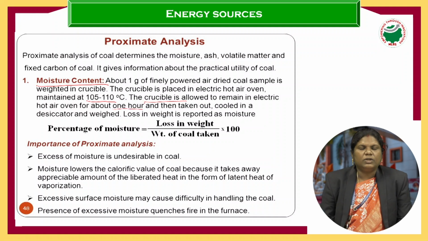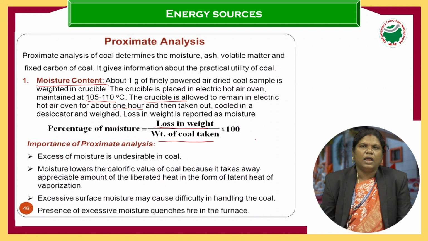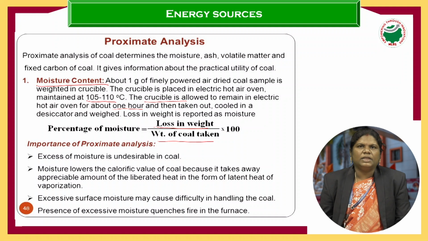And then it is taken out and cooled in a desiccator. Okay, after cooling, the coal sample is weighed. Next, the percentage of the moisture is calculated by using the formula: loss in weight by weight of the coal taken into 100. This is how we can calculate the percentage of the moisture.